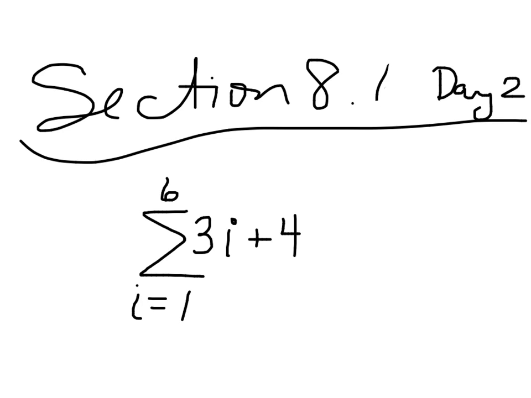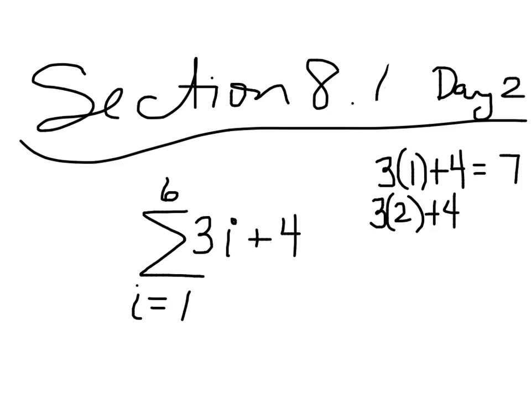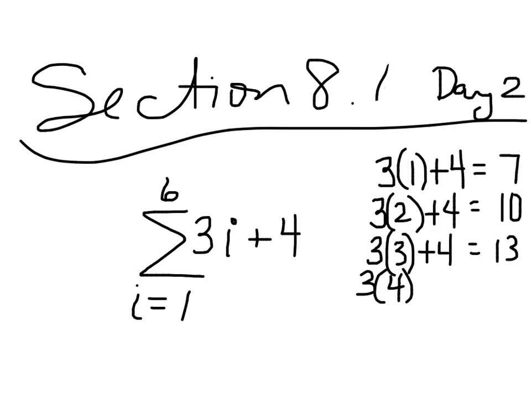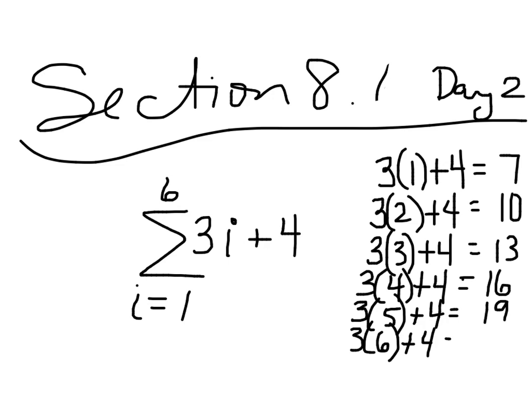So, the starting number is what number? 1, which means 3 times 1 plus 4 is how much? 7. 3 times 2 plus 4 is how much? 3 times 3 plus 4 is how much? 3 times 4 plus 4 is how much? 3 times 5 plus 4 is how much? And 3 times 6 plus 4 is how much? 22.